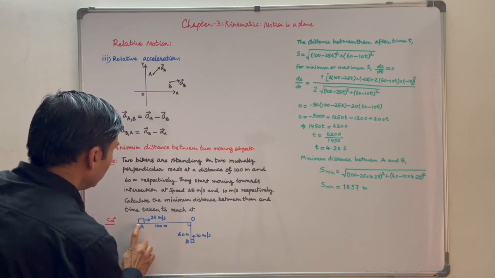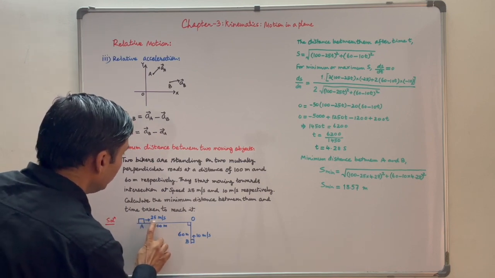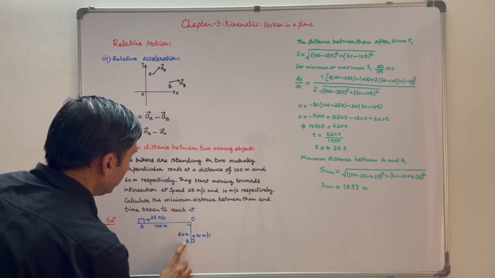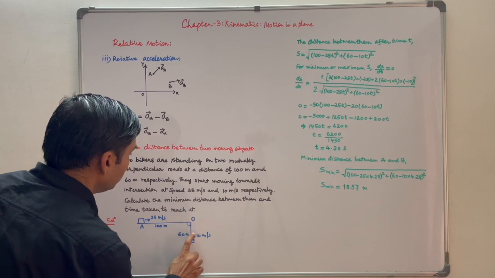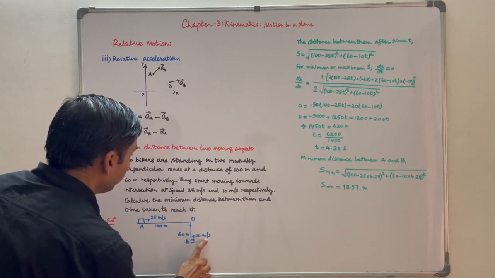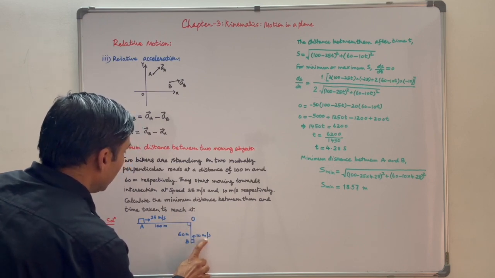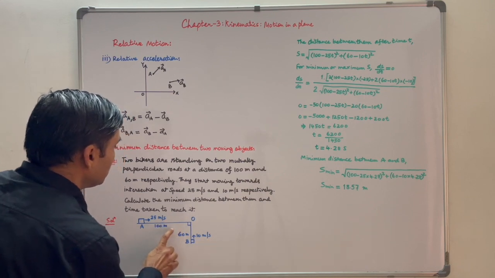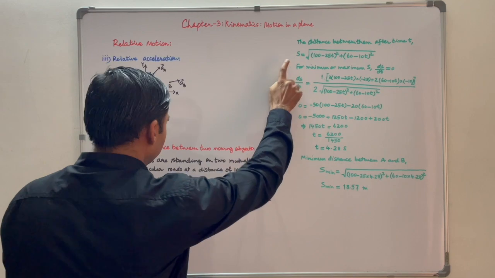At t equal to 0, biker A starts moving towards O with a speed of 25 meter per second and biker B starts moving towards O with a speed of 10 meter per second. We have to calculate after what time the distance between them will be minimum. Suppose that distance is S.